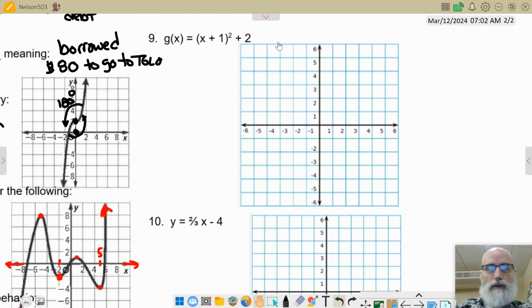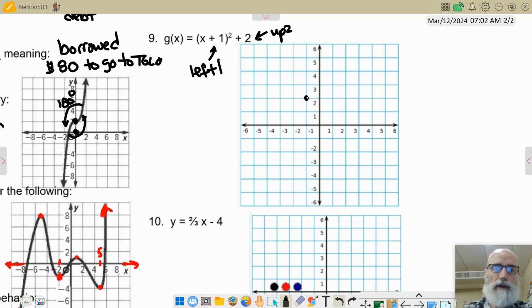Number 9, we've got to shift to the left. Things are going to happen 1 sooner than they normally would. So that's left 1. Okay, left 1 and up 2. We want to show that we know that information. So we go left 1 and we go up 2, 1, 2, and then we want to put a parabola down.